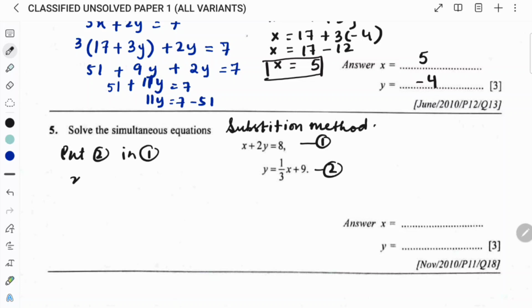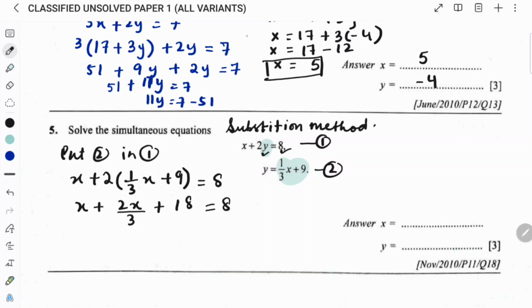So this is x plus 2 times, and in place of y, I'm substituting the whole thing, that is 1 upon 3 x plus 9, and then equals 8. Everything else is the same. So multiply by 2: 2x upon 3 plus 2 nines are 18, equals 8. Remember to multiply with every term. So this is x plus 2x upon 3, like terms add, but take the LCM, and equals 8 minus 18, the constant numbers.